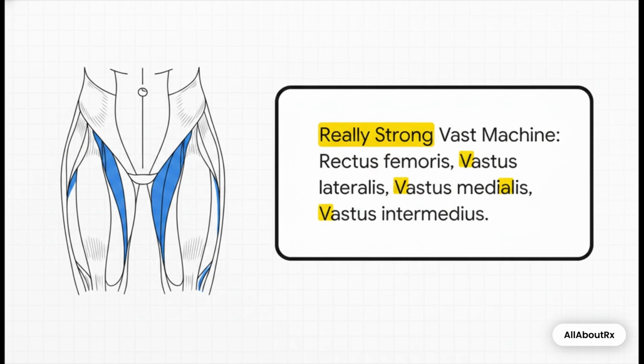To help you lock in the anterior compartment's primary muscle group, the quadriceps femoris, here is a major memory anchor. Just remember, really strong, vast machine. That stands for rectus femoris, vastus lateralis, vastus medialis, and vastus intermedius. Keep that mnemonic in your back pocket for test day for sure.